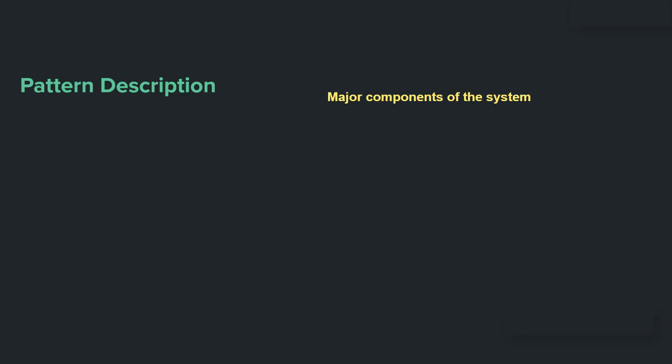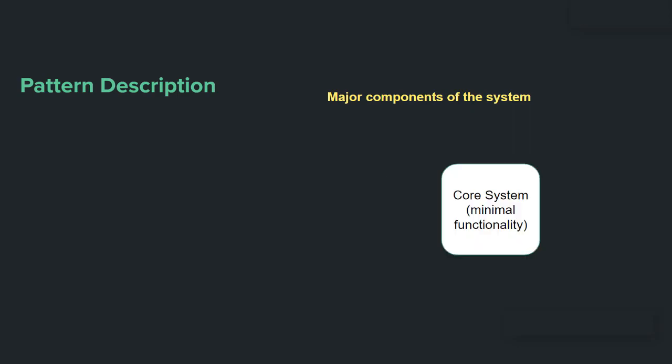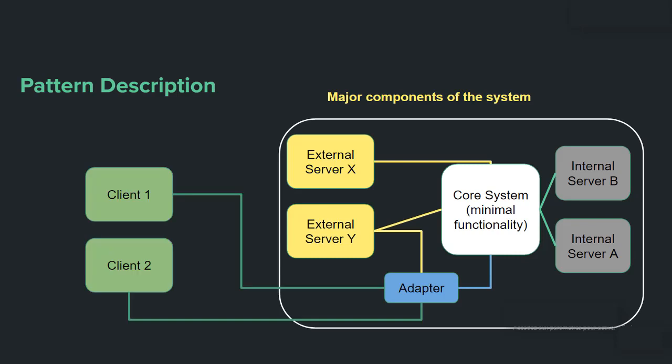My simple version of the anatomy of this pattern is that it consists of two major components, the core and the extensions. But the more detailed and precise version is that it consists of five main elements: the core, internal servers, external servers, the adapter, and clients. The four different elements in this version are different kinds of extensions, if you will.